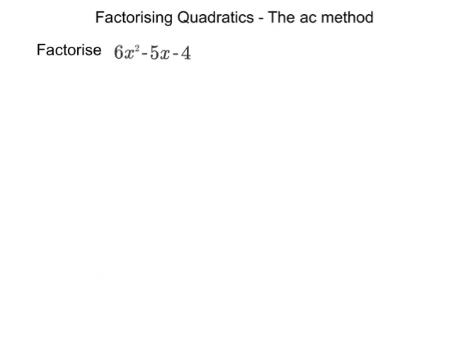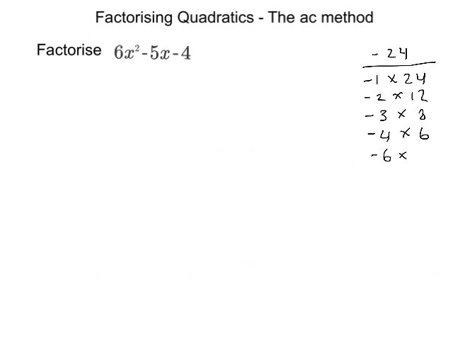Okay, so we've got another example where we have to factorize 6x squared minus 5x minus 4. The first thing that we're going to do is look at a times c, so that's 6 times minus 4, which gives us minus 24. And let's write out the factor pairs of this. We've got minus 1 times 24, minus 2 times 12, minus 3 times 8, minus 4 times 6, minus 6 times 4, minus 8 times 3.